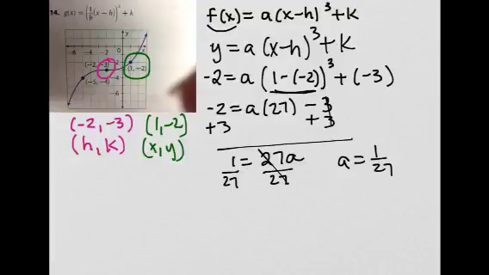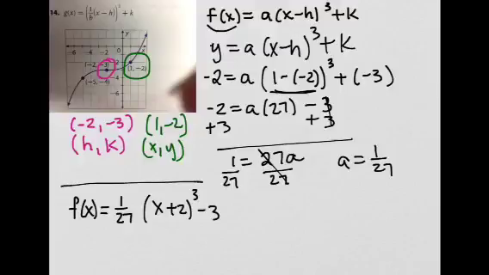So my cubic function, I'm going to write f of x equals 1 over 27, which means that there was a vertical compression by a factor of 1/27. Okay, so this graph up here that you see has a vertical compression. Okay, so then we have x minus h, which would be minus a -2, which is plus 2, cubed, and then minus 3. Okay. So that's the function with a.